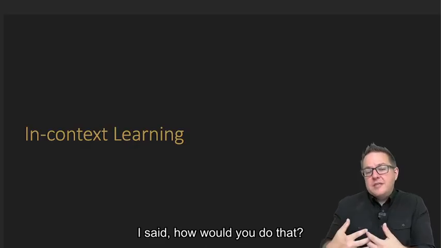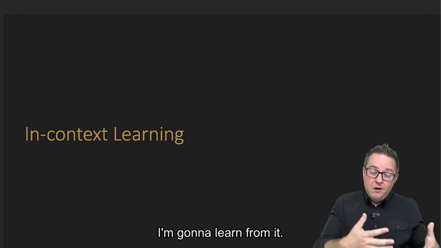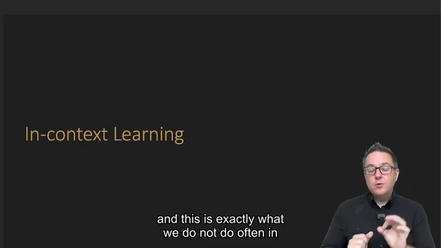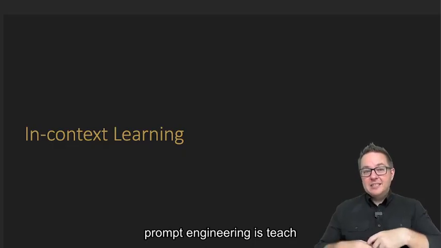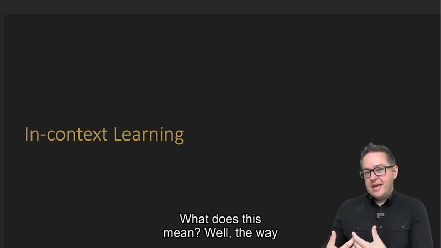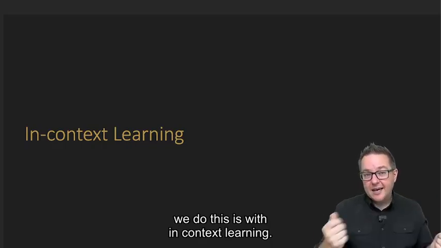I said, how would you do that? And he said, well, the first thing I'm going to do is read a lot of the person's writing, and I'm going to learn from it. I'm going to learn their style. And this is exactly what we often do not do in prompt engineering, which is teach the model to learn from our style. And what does this mean? Well, the way we do this is with in-context learning.